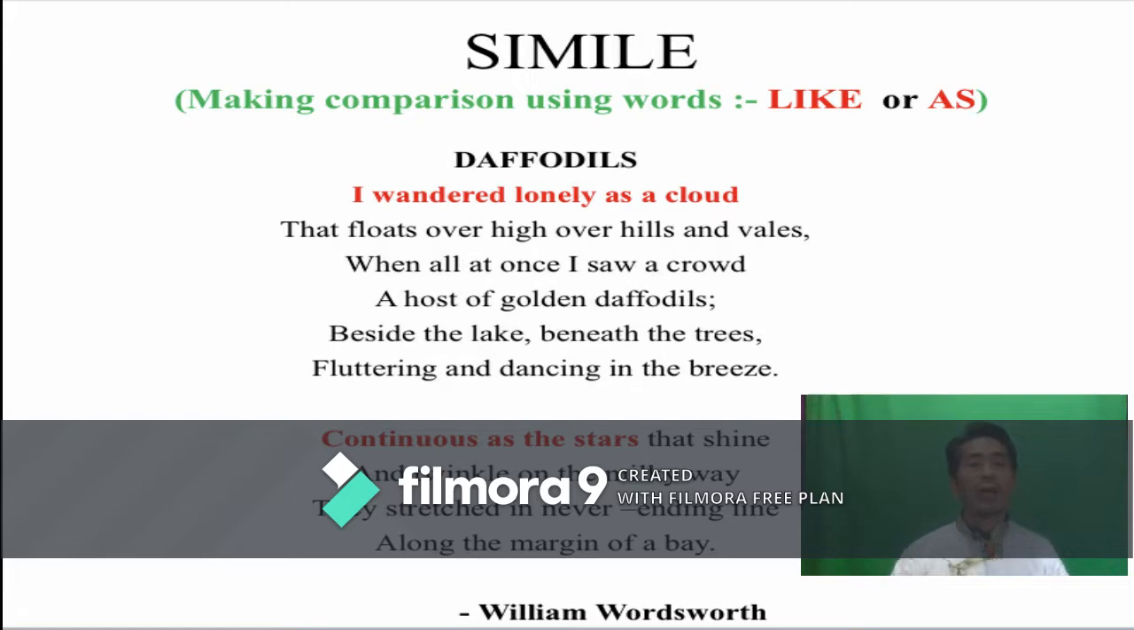Okay, now if you look at these things, first line, I wandered lonely as a cloud. So I, the poet, wandered lonely as a cloud. He is comparing himself to the cloud which wanders here and there. And the second one continues as the stars. The stars are continuous. So he is also comparing these flowers to the stars which are continuous. Just like the stars are continuous, these flowers are also continuous. So this is a simile.